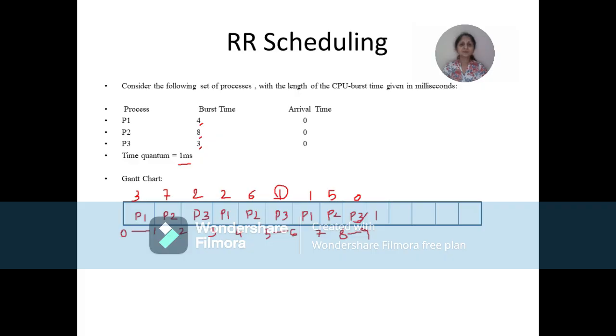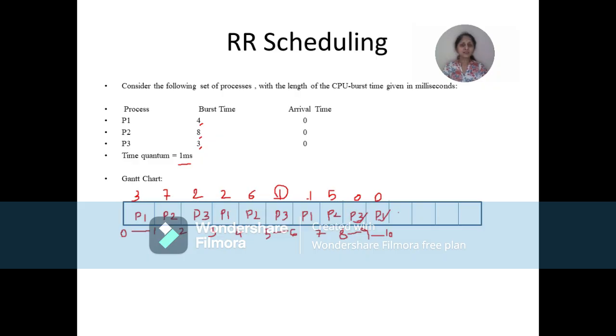Next, again process P1 gets a chance. Process P1 gets a chance to get executed for 1 millisecond. What was the remaining time of P1? 1. Now what is the remaining time? 0, because it got executed for 1 millisecond. So P1 is also fully completed.